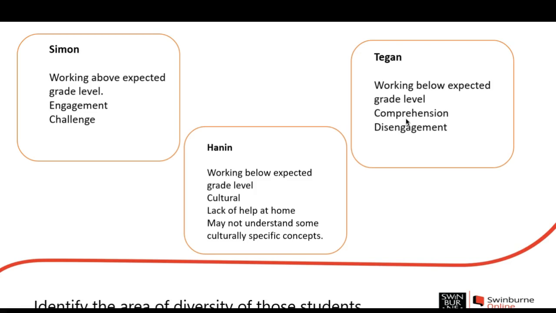With Hanin, the points of need for her would be that she's working below the grade level, so that's something that we'd need to think about. Her area of diversity is going to be the fact that there are cultural issues there. If she has learnt language in her first language, how that language could be different structurally and how it's written to English, so there could be misconceptions about how English is structured and how to write those certain things. And there just could be a lot of concepts and things that are culturally specific.